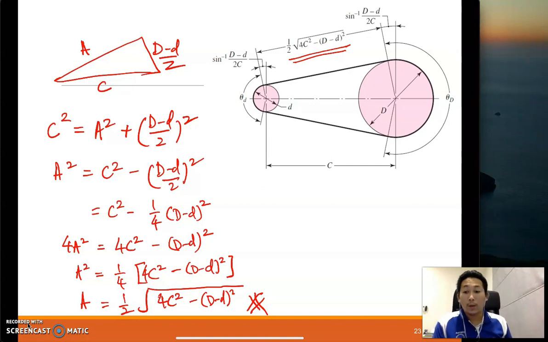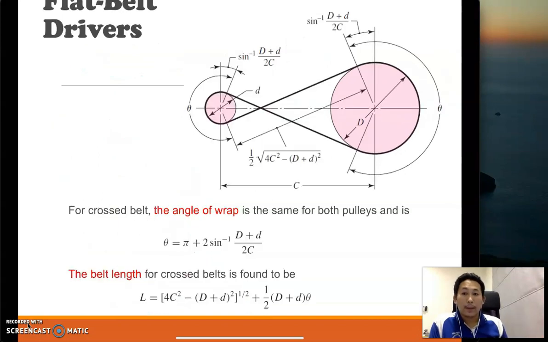So this is how we get the equation for belt length. If we have the cross belt, we need to add some information, and it is the same from the triangle, and then we can calculate the equations for theta and L.